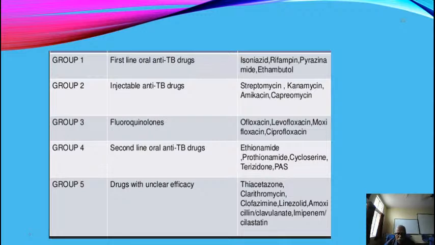So the second line drugs are kanamycin, amikacin, capreomycin, streptomycin, ofloxacins, ethionamide, prothionamide, cycloserine. They are associated with a lot of toxicities.